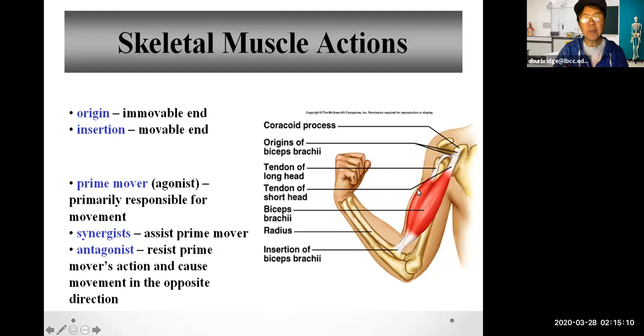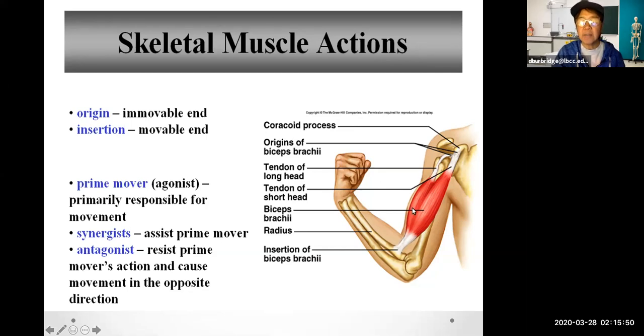And when we look at what the biceps brachii does, it flexes our arm. So it flexes the arm at the elbow joint. And if you recall from our last conversation, to flex means to decrease the angle between two bones. Any skeletal muscle that we are going to consider is always going to have at least one origin, or more than one origin. The origin is defined as the immovable end.